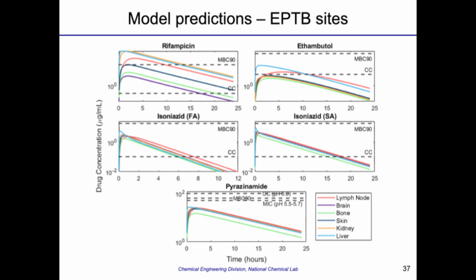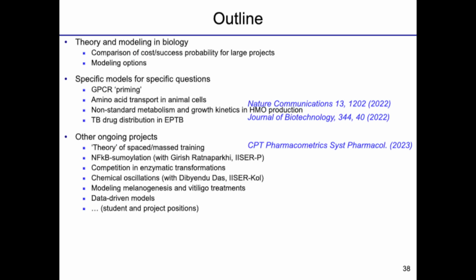What the model can do now is predict at the EPTB sites if the antibiotic concentrations are lower than the values that are required, the minimum inhibitory concentrations, the critical concentrations, or they are higher. And if they are higher, what fraction of the time are they higher? Okay, so this is a tool to help thinking: if the same dose is given as is prescribed for pulmonary TB, will it work effectively for extrapulmonary TB? Right? So all these, I hope I have shown, are specific models designed to answer specific questions about small systems.